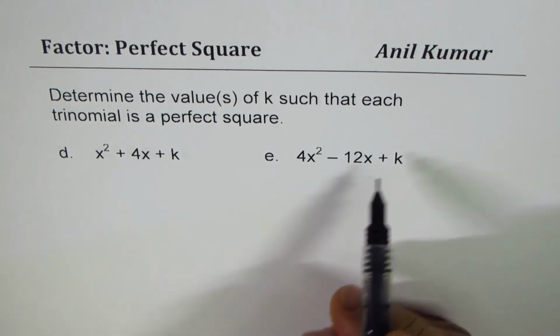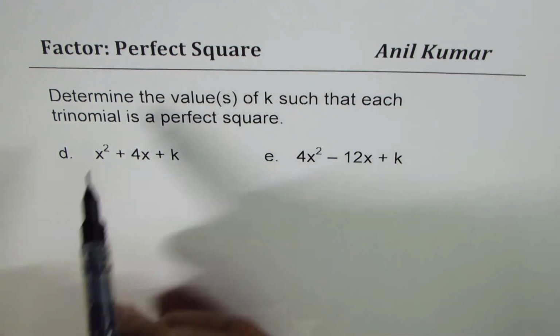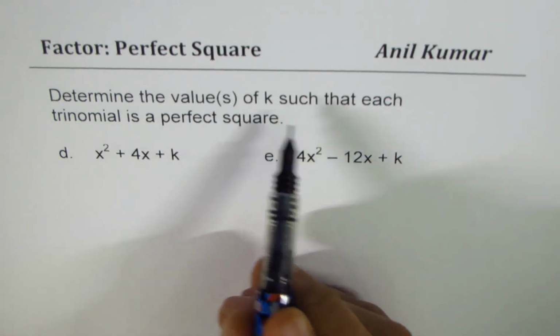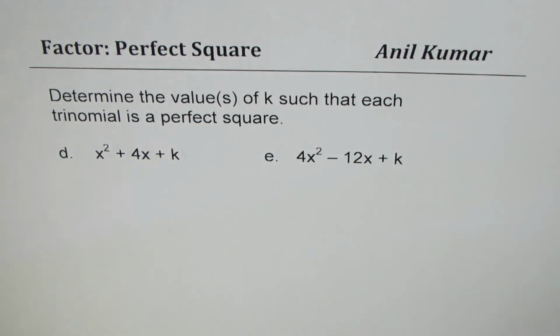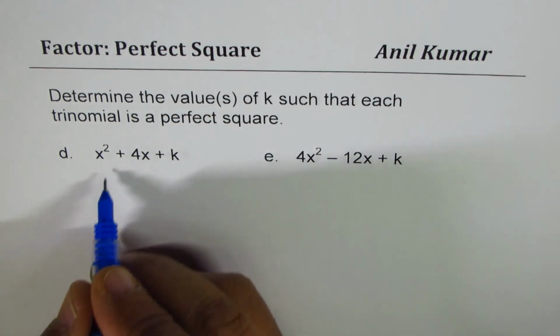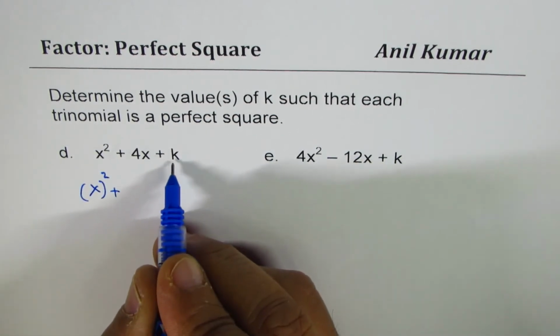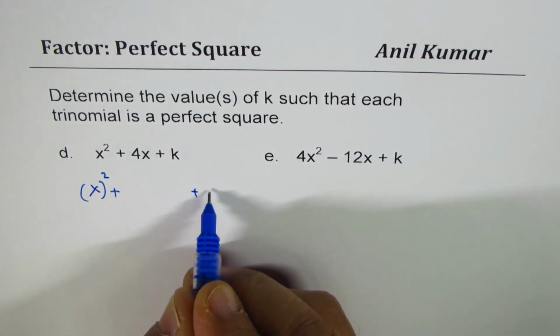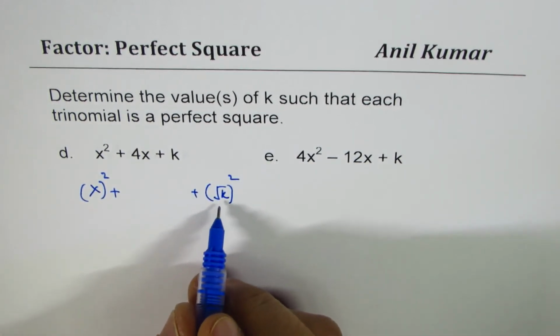Here in this I've taken k in the third place, which is for the constant, right? Determine the values of k such that each trinomial is a perfect square. You can now pause the video, answer the question, and then look into my suggestions. Okay, let's do this quickly. It is x whole square plus, now what is this k? This is square root k whole square, right? You have to write it as a square.